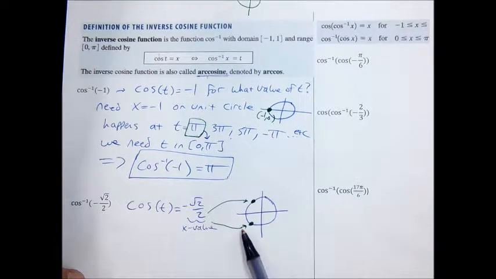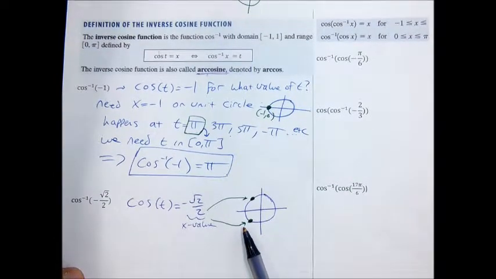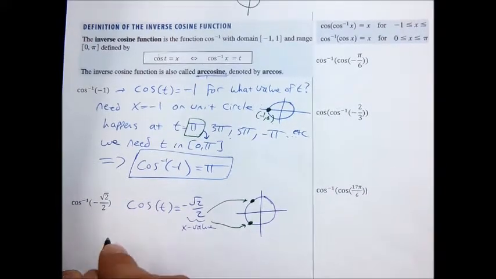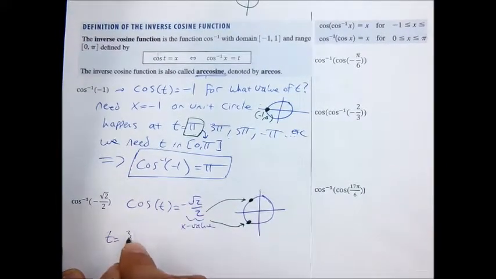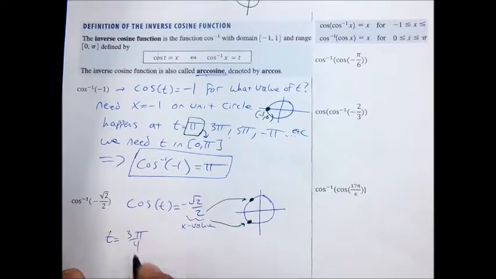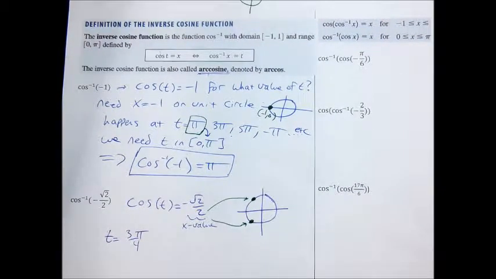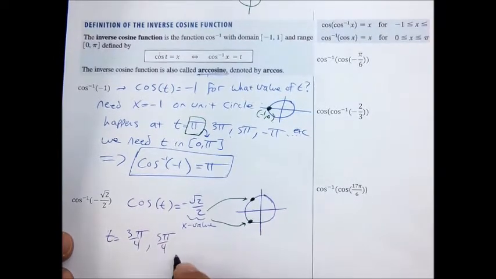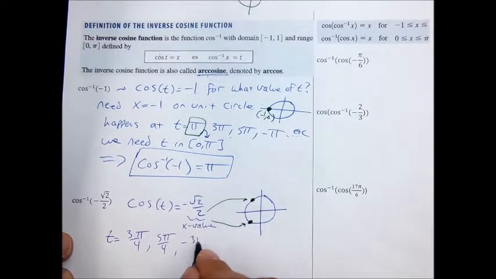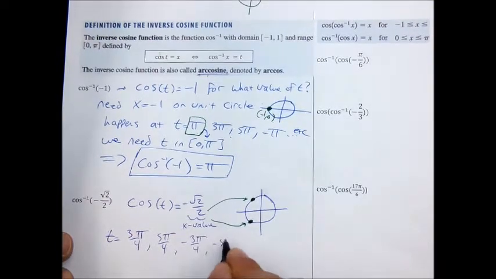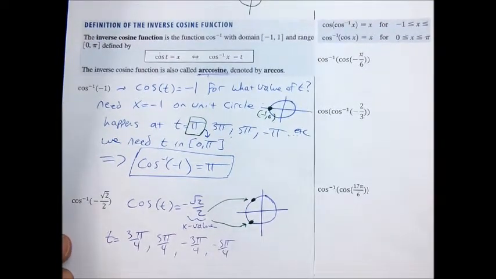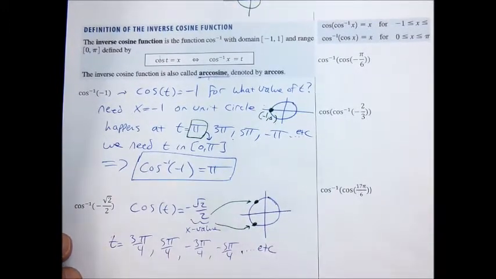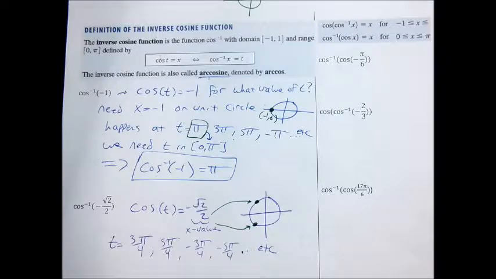So what are some options? 3 pi over 4 is an option. So those things happened at t equals 3 pi over 4. What's another option? 5 pi over 4 is an option. We could have minus 3 pi over 4 or minus 5 pi over 4. Those two are also options. I'll just put dot, dot, dot, etc. There's lots of places, there's lots of coterminal points that might put us on that value.